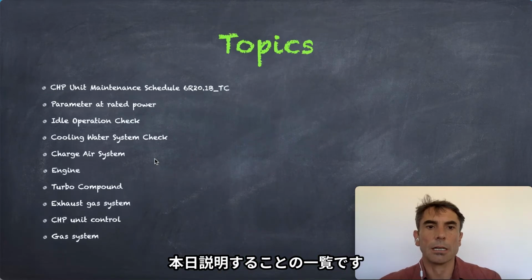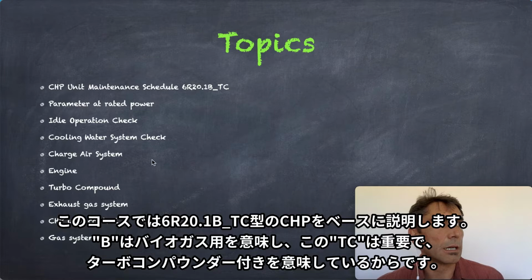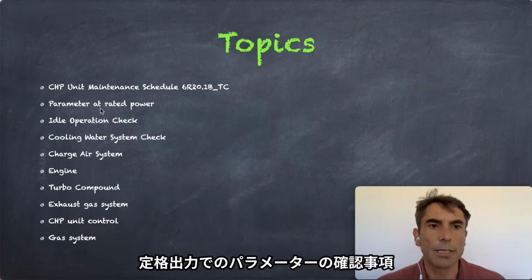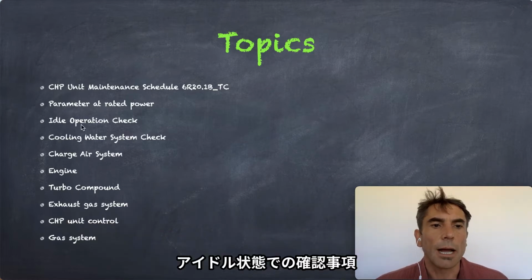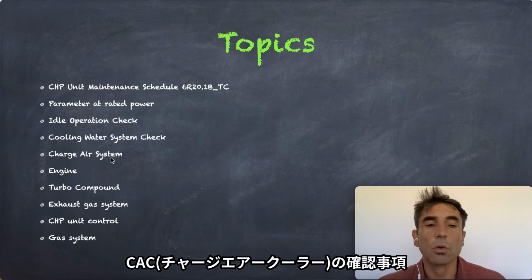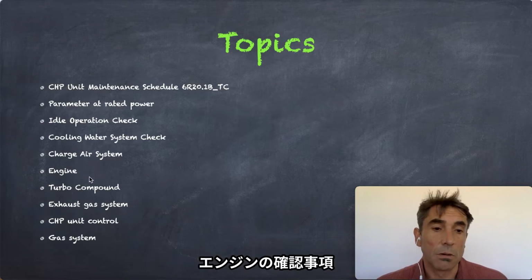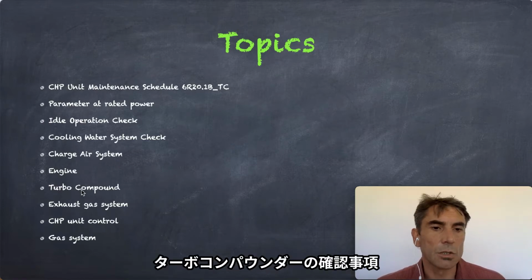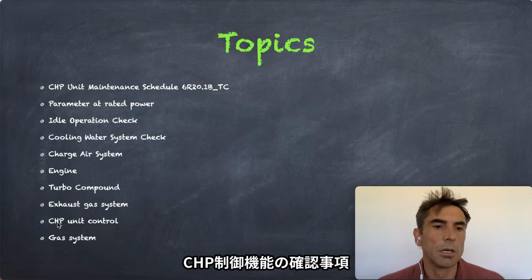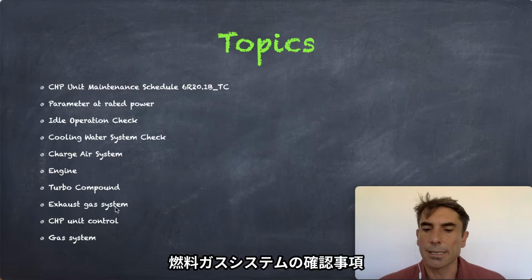So, what are our topics today? It's the maintenance schedule for the 6R21B, so B for biogas, TC, important TC because of the turbo compound. We go through the parameter at rated power, the idle operation check, the cool water system check, the charge air cooler system check, the whole engine, the turbo compound, exhaust gas system, CHP unit control, and gas system.